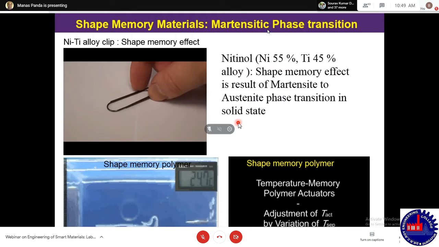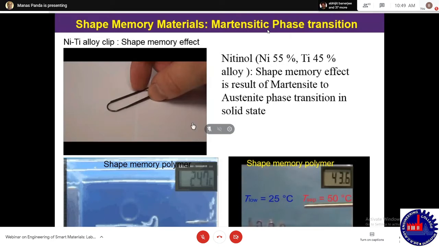Once you increase the temperature, it goes from austenite to martensite phase. And during that transition, it shows the shape change. So whatever the shape of the initial phase, it can remember, and once you bring the temperature back, it will come back to the initial state like that. So let us see one video.